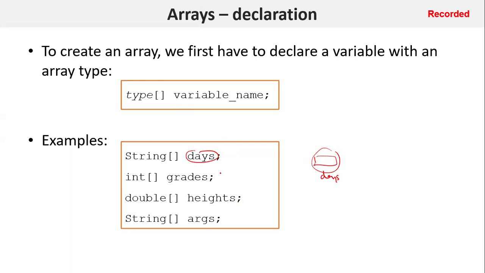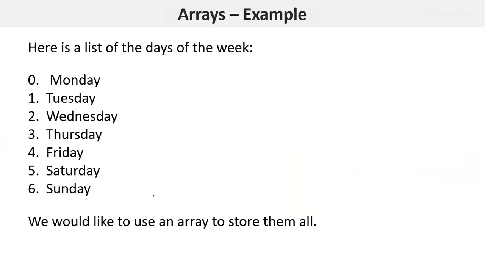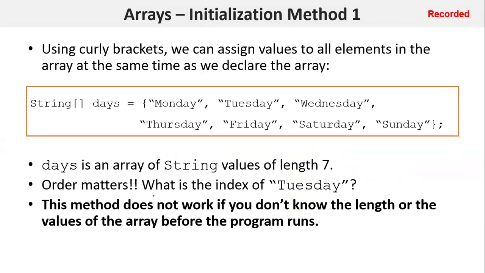This is a reference variable. Again, this is a reference variable. This is a reference variable. That is a reference variable. So, you know what? This one refers to, because this is a class and that is an array, this days is going to refer to a set of references. This grades is going to refer to a set of integers. And the heights are going to refer to a set of doubles. The args is going to refer to a set of references of type string. So Monday, Tuesday, Wednesday, Thursday, Friday.